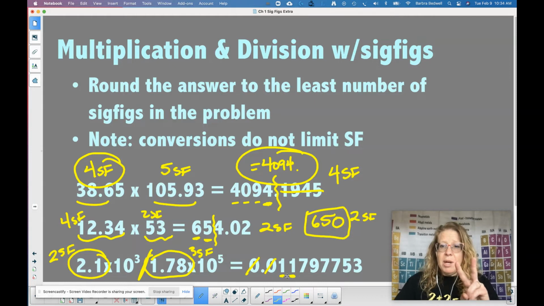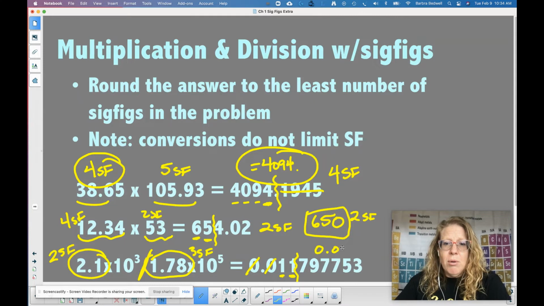Now we've got 2. That's all we got. So now I want to take a look at what comes after that second sig fig. Well, that's a 7, 9. That's going to round it up. So I would write my answer as 0.012, which would be a correct value with 2 sig figs.